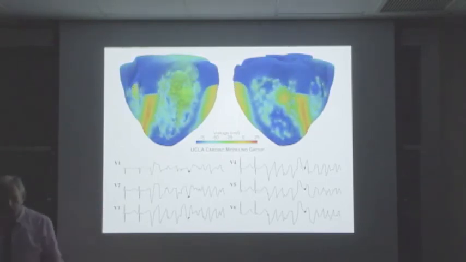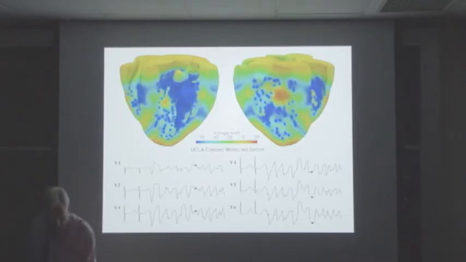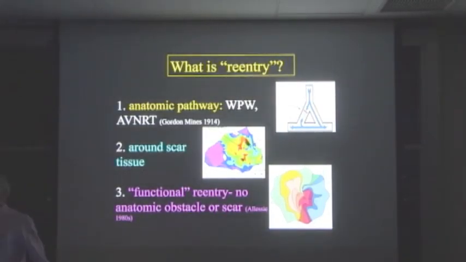So we want to understand what is happening in this situation. What creates fibrillation? So we go back to the elementary medical school lecture, and we have all kinds of reentry. We know about reentry in an anatomic pathway, Wolff-Parkinson-White, AV nodal reentry tachycardia, sure. We know about reentry around scar tissue, sure. But Allessie, working in the atrium in the 1970s and 80s, identified a third kind of reentry, which is the most important one, which is what he called functional reentry, but we can think of as open field reentry.